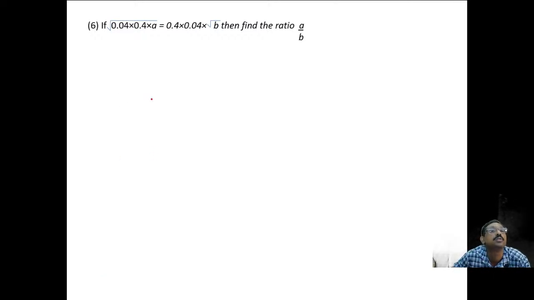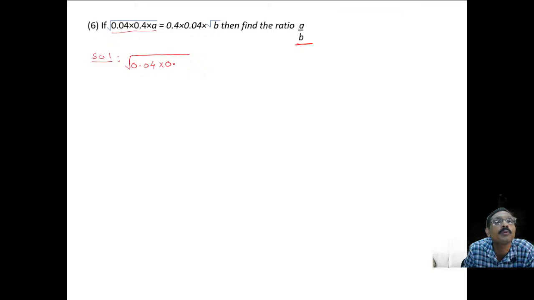Look at this. Root of 0.04 into 0.4 into a is equal to 0.4 into 0.04 into root b. Then find the ratio of a is to b. We have to find the ratio of a upon b. Let us start with our solution. What is given to us, that we will write first. What is given to us is 0.04 into 0.4 into a, which is equal to 0.4 into 0.04 into root of b.